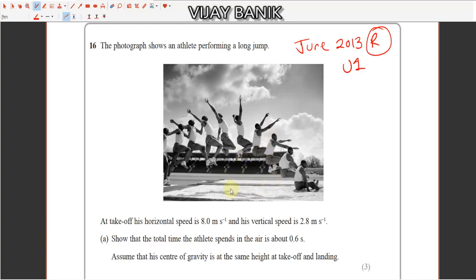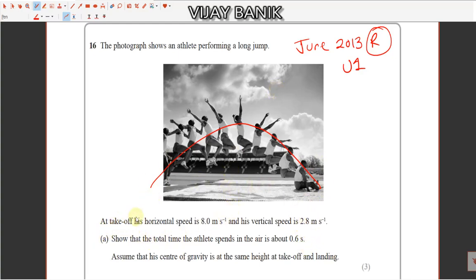Now, the photograph shows an athlete performing a long jump. Can you see, it's a typical projectile motion. It just goes up, reaches the maximum point, then it comes down and hits the ground. So this is the whole thing.